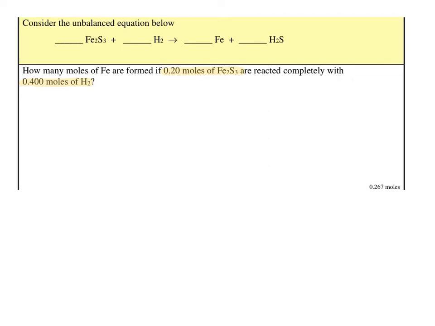This is a limiting reagent problem. We can recognize it because we're given amounts of two different reagents. But we need a balanced chemical equation, so we need to balance the chemical equation first.